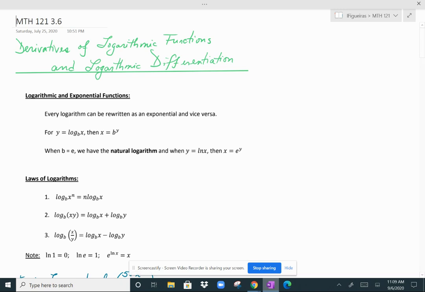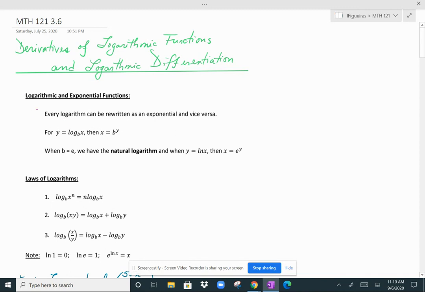Hi, this lesson is about the derivatives of logarithmic functions and about a technique called logarithmic differentiation. So before we talk about the derivatives of logarithmic functions, we need to remind ourselves of some of the characteristics of logarithmic and exponential functions, because remember, there is a relationship between these two. They are inverse functions of each other.